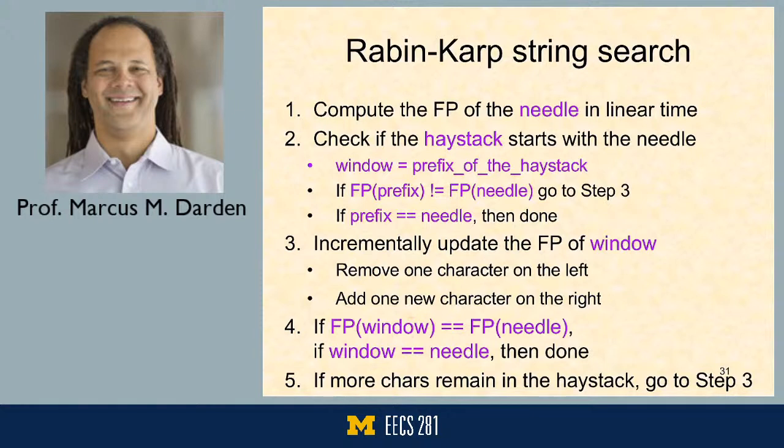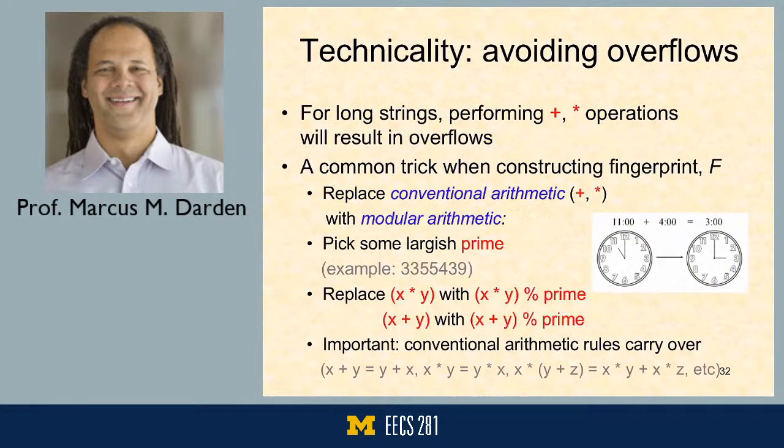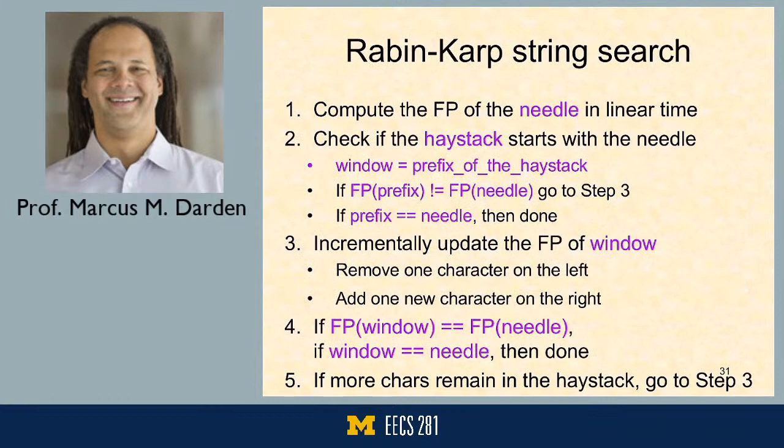If I end up with a fingerprint of the window equal to the fingerprint of the needle, now is when I need to do a character by character check. And since we're saying this happens rarely, I don't end up doing as many of these character by character checks. You can repeat this until you do the entire search, and this is what ends up giving us our big O of length of haystack algorithm here.